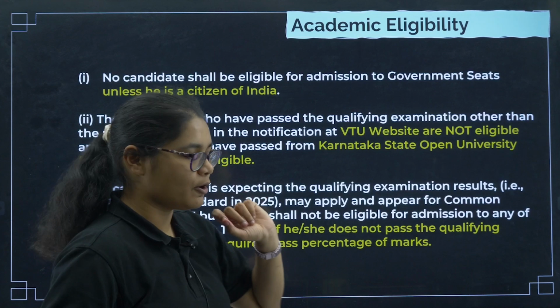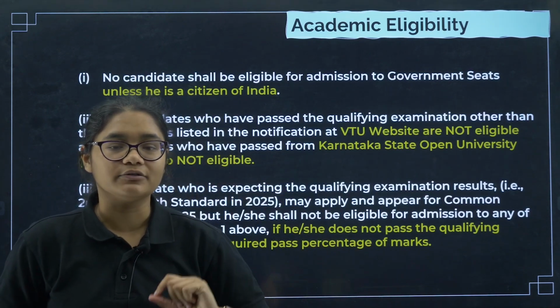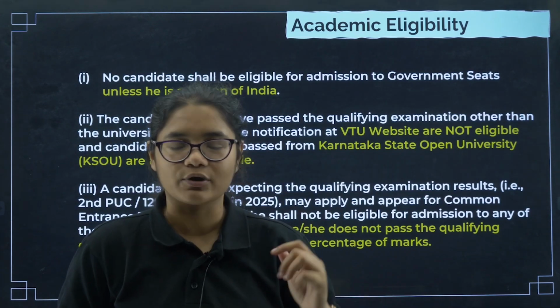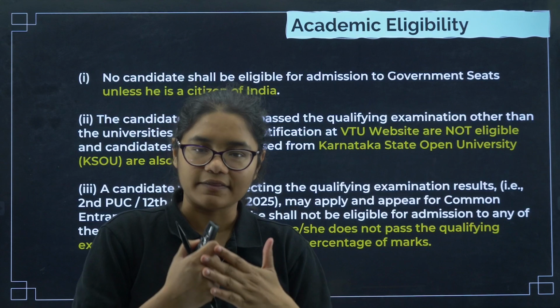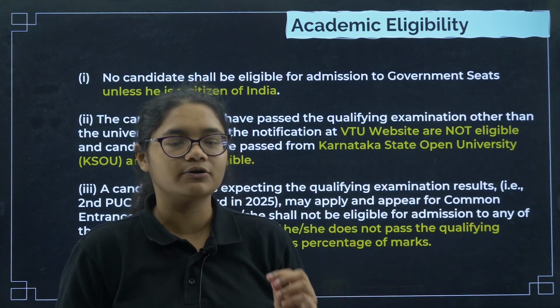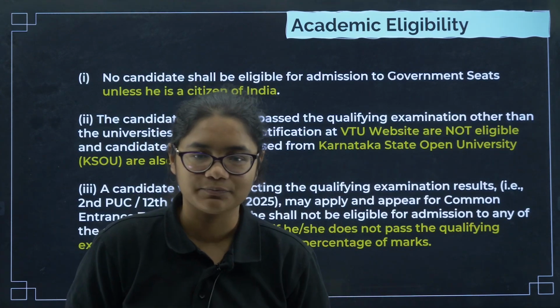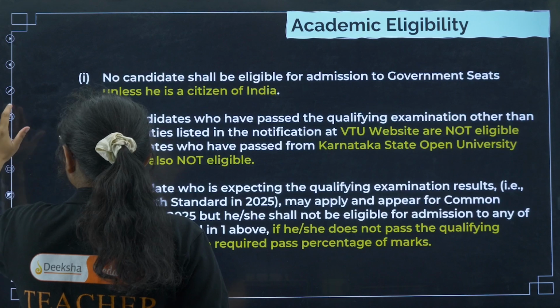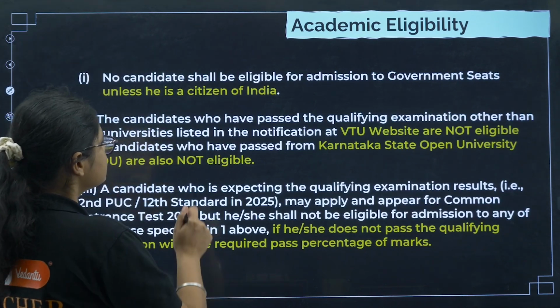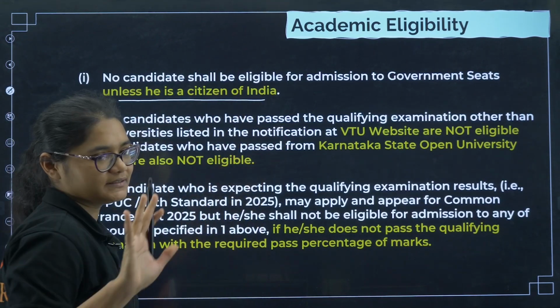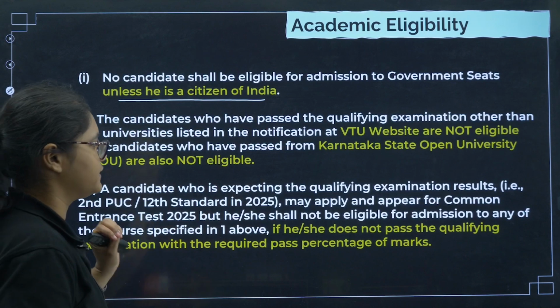One more important thing, I will be talking about the engineering branch in detail. If you want to know about other branches, you can comment down, but this video is solely for the engineering branch. Now coming to the first criteria: he or she should be a citizen of India. This is a very basic thing, we all know.